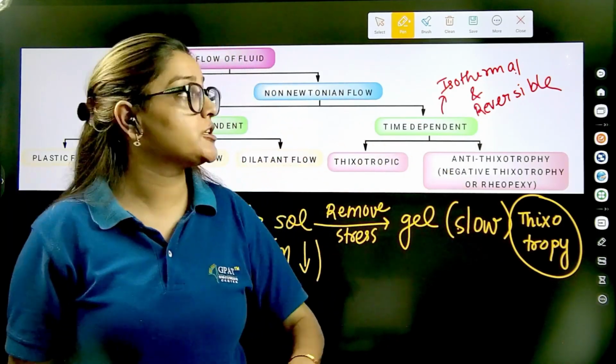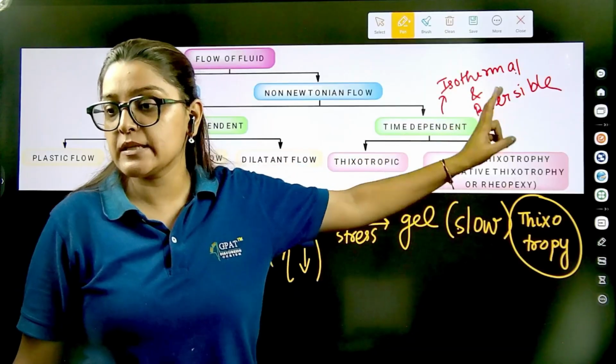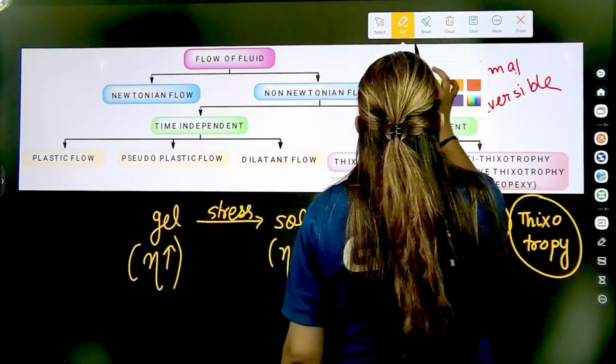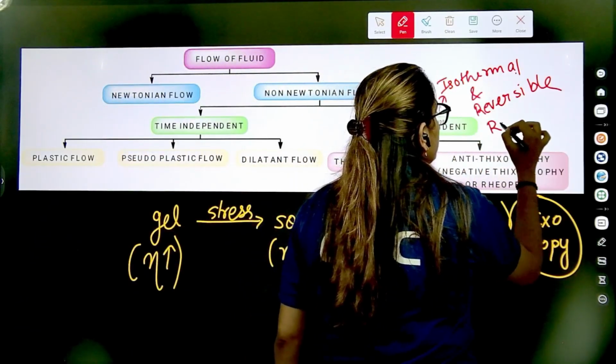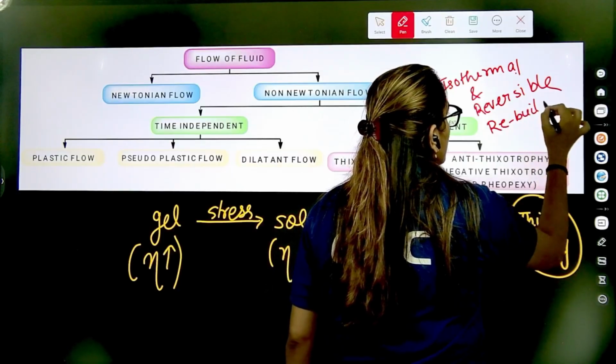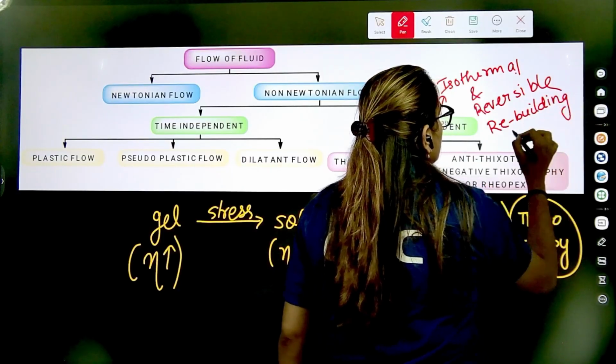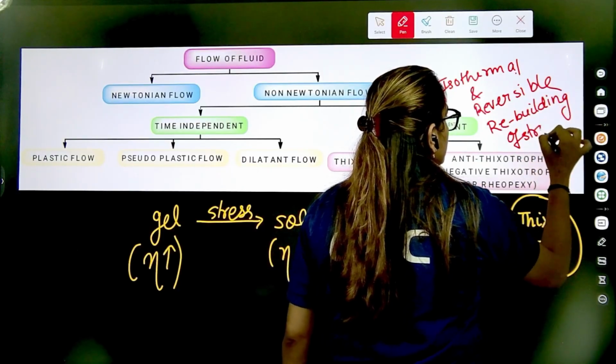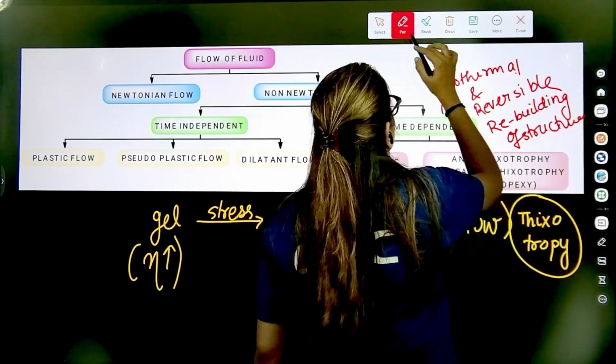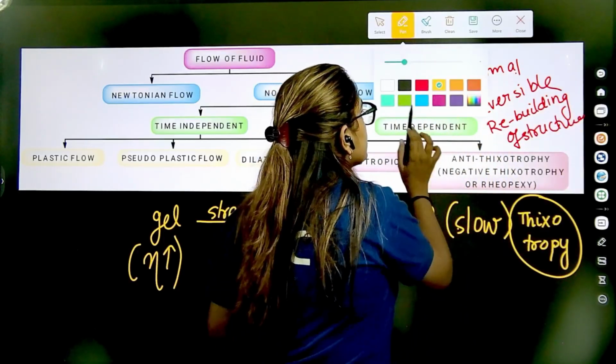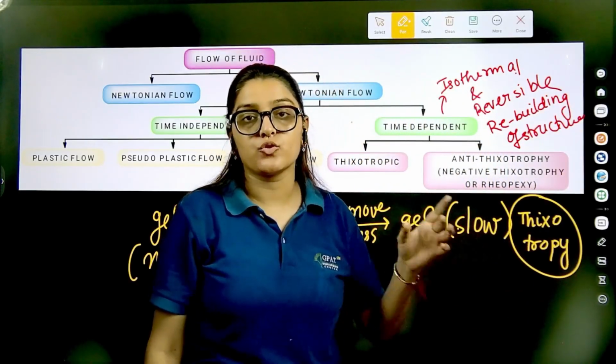Rebuilding of structure, isothermal, reversible, and the third line should be rebuilding of structure. Correct? Now we get back the gel state slowly. That will be termed as thixotropy.